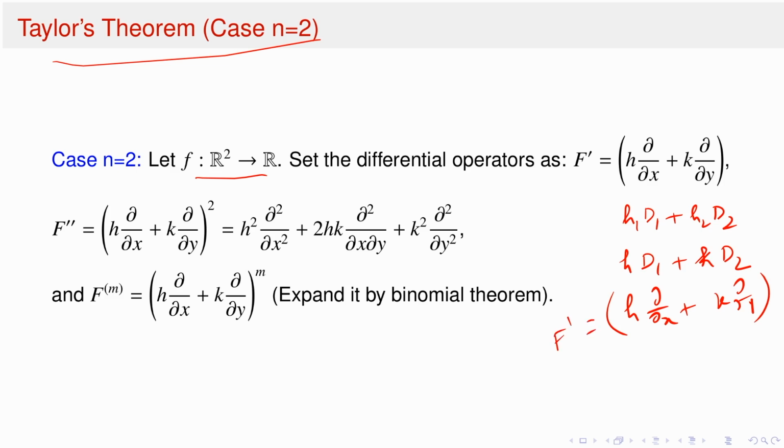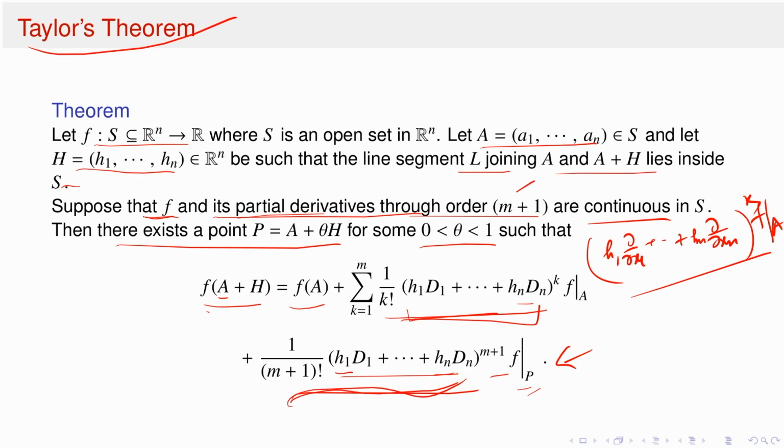Let f be from R2 to R, and set the differential operator F prime, which is nothing but h del x plus k del y. Then when I talk about F double prime, I am talking about the square of that, which is just the binomial expansion. That means h square del 2 del x square plus 2 h k, again I am just combining the two mixed partial derivatives, because I assume that continuity. Earlier I assumed the continuity up to order m plus 1.